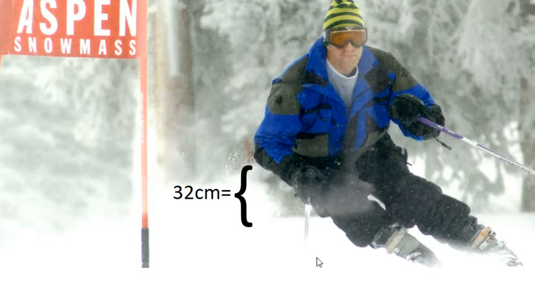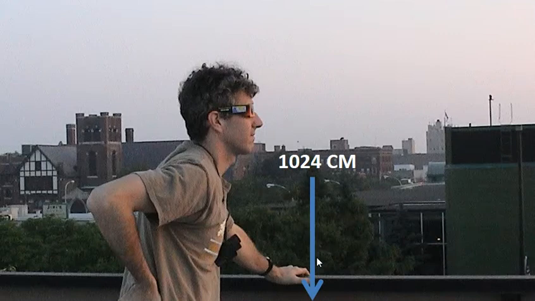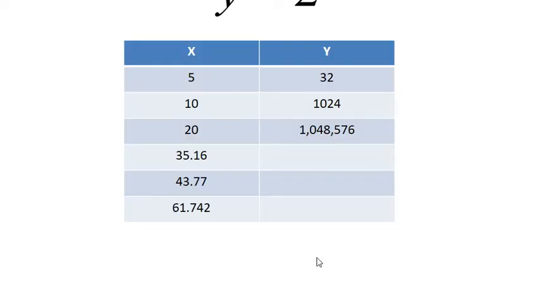Now, what about 1,024 centimeters? That is 2 to the 10th power. How high would I have to go to graph this next point? Well, about to the top of the parking garage across the street. 1,024 centimeters, that's about 3 stories. Let's keep going. 2 to the 20th, 1,048,576 centimeters. How far?